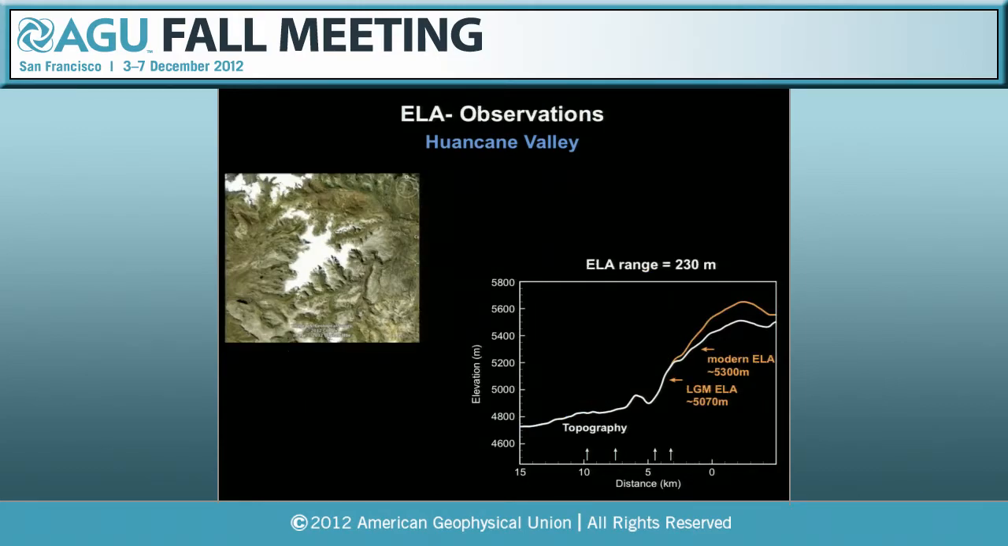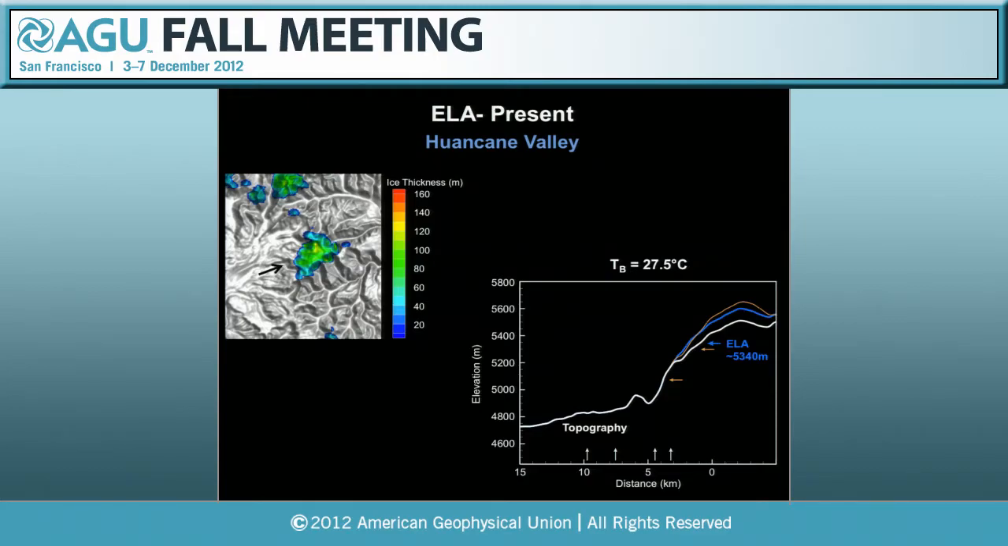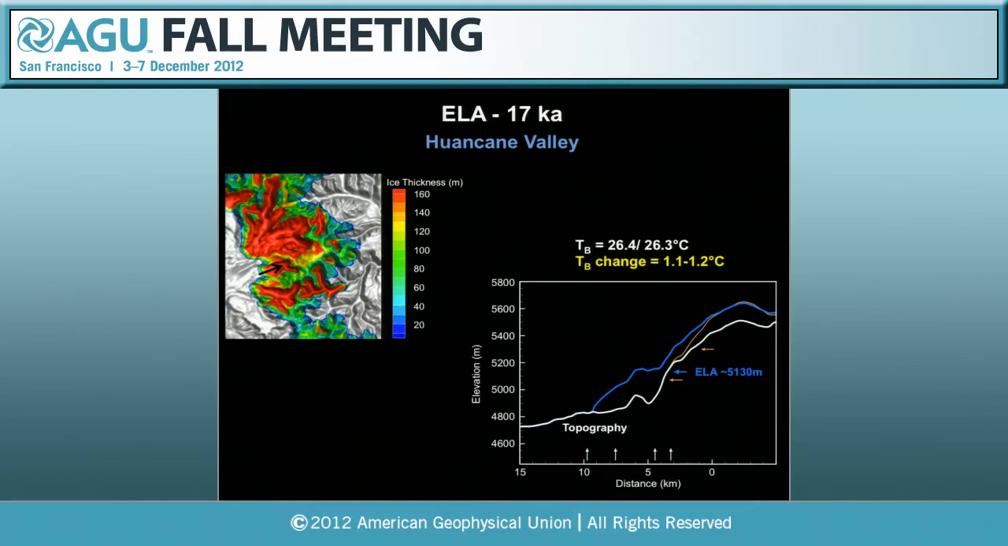We can look at the ELA, the equilibrium line altitudes, and they have been calculated for the modern to be at around 5,300 meters at the Huancané Valley, and LGM ELAs at around 5,070 meters. So we have a range of ELAs between the modern and the LGM of around 230 meters. What we can see here is that in the modern, we are a little bit overestimating the ELA, but for the Little Ice Age, 12,500 years and 17,000 years, we actually are within the range of the proposed ELAs of the modern and the LGM.